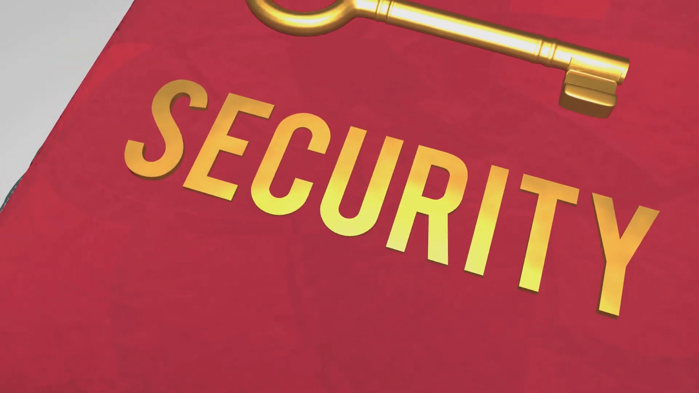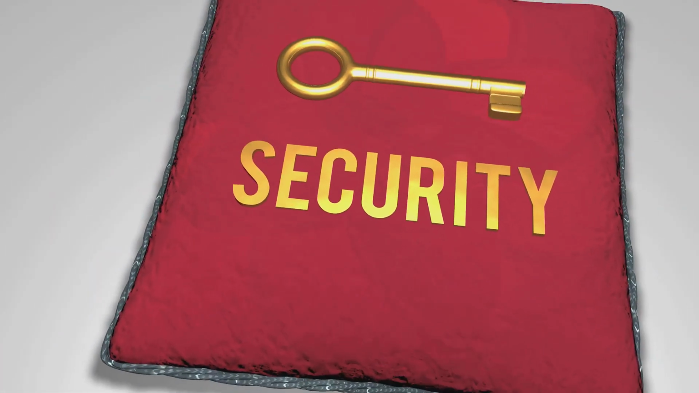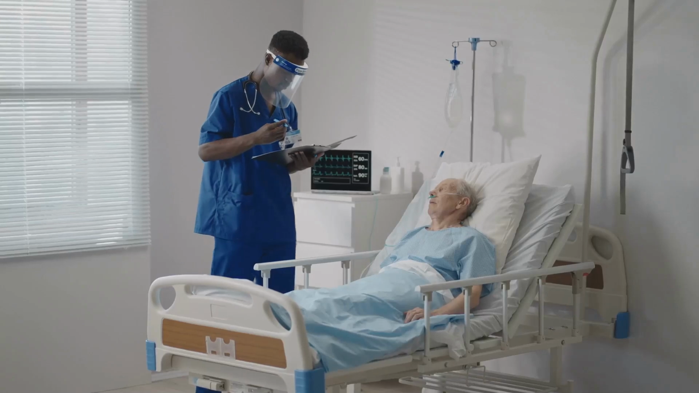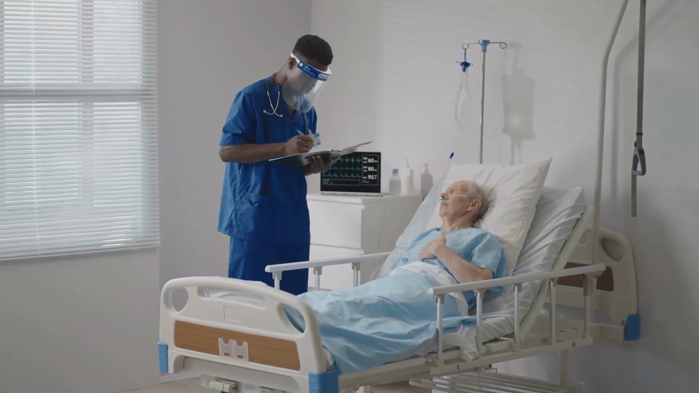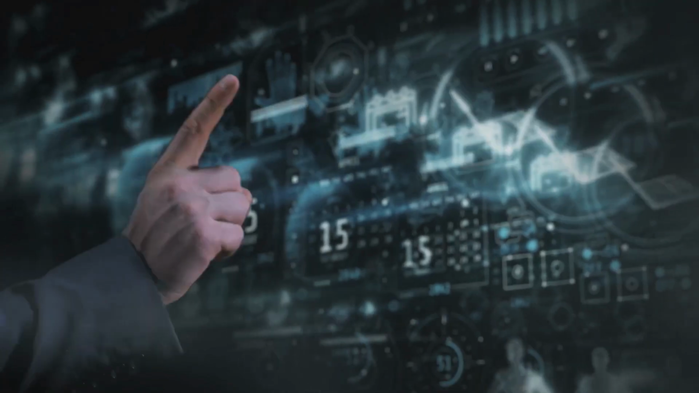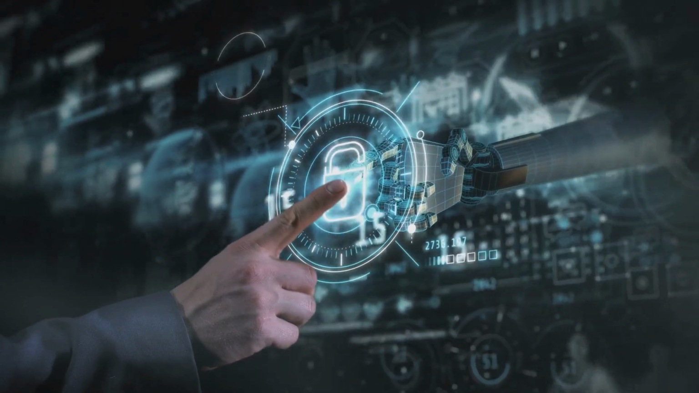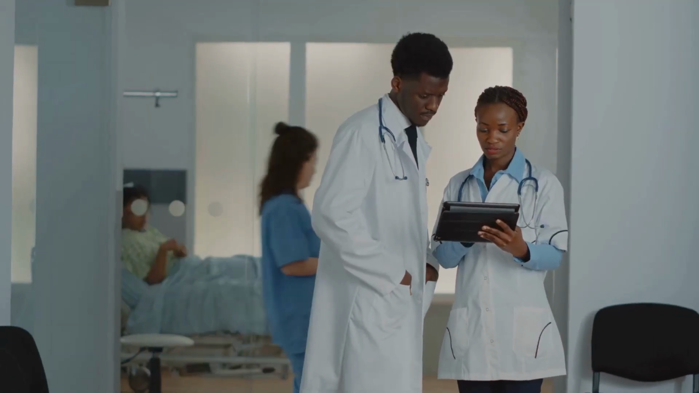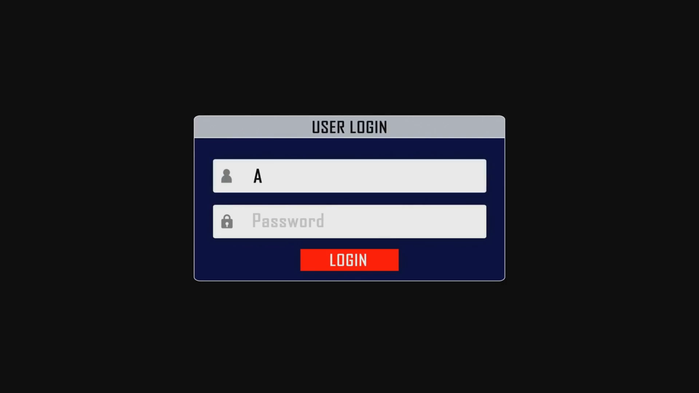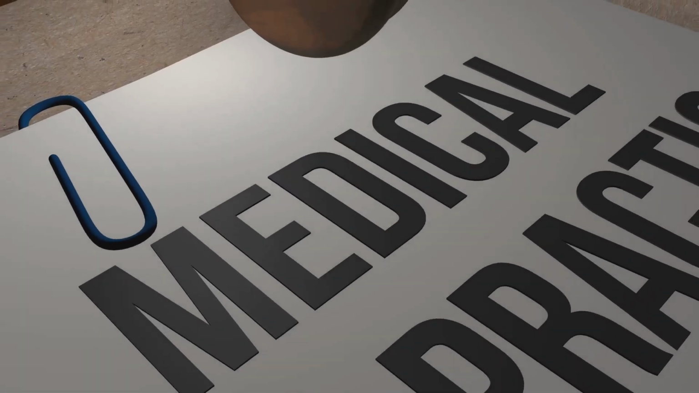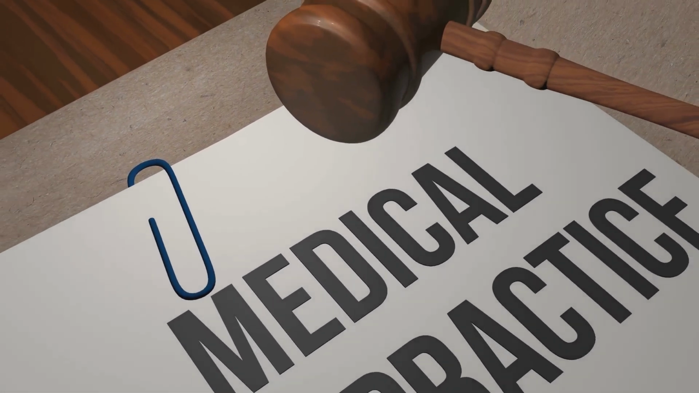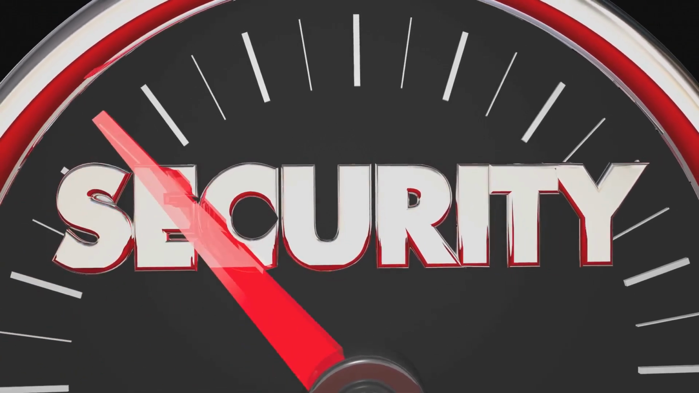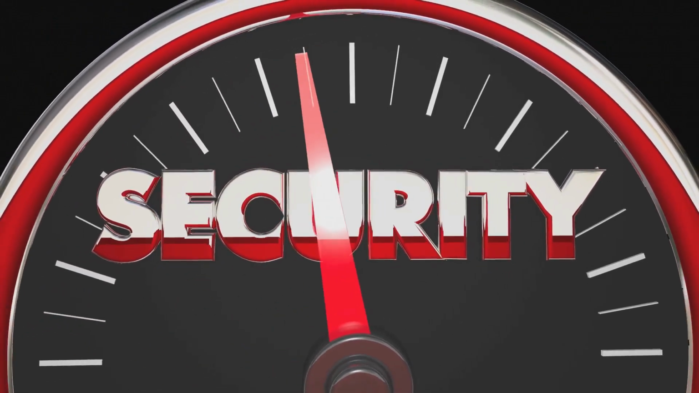The FHIR standard itself does not dictate specific security mechanisms. However, it strongly recommends robust security practices. Implementers must ensure that all data transmissions are encrypted. They must also control who can access the data. Unauthorized access or data breaches can have severe consequences. These include legal penalties and loss of patient trust. Therefore, security must be a core component of any FHIR implementation.